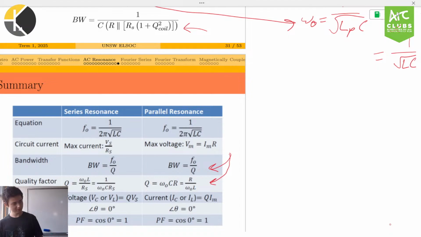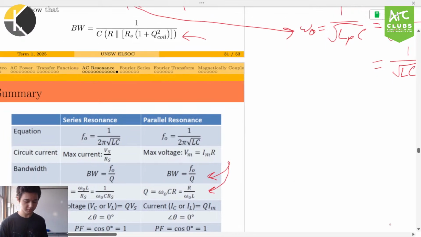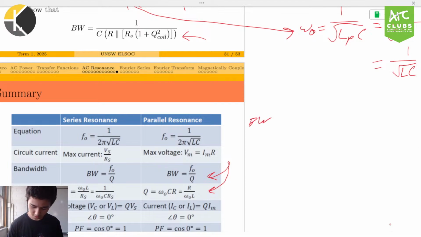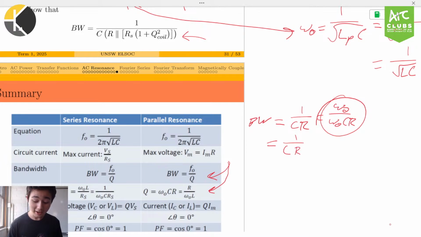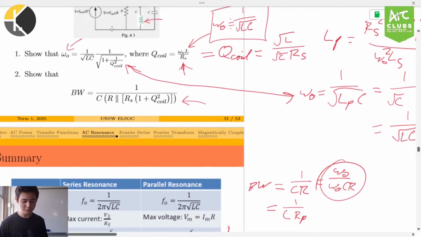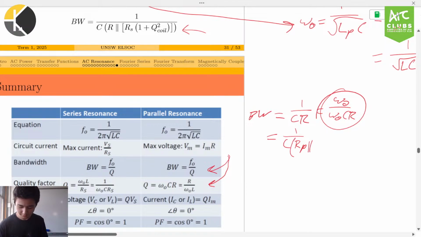And Q is equal to omega 0 CR. Now this is fantastic because I can put this bandwidth in radians per second or frequency, it doesn't really matter. So I'm going to take bandwidth in terms of omega 0, radians per second, to say that bandwidth equals 1 over CR, because it's equal to omega 0 on Q, and Q is omega 0 CR. So that was the methodology right there. 1 over CR equals 1 over CRP. Now, mind you, we're using not just RP, it's RP parallel R.